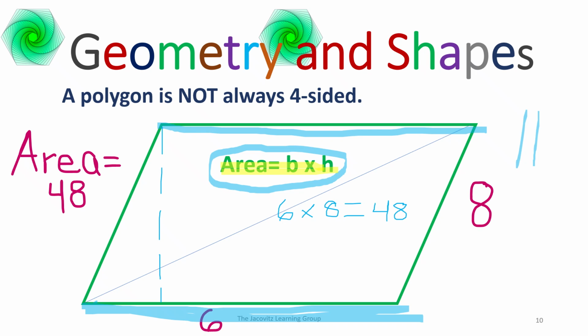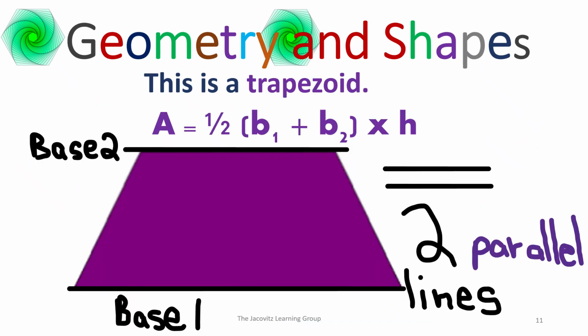Okay, and that gets confusing. Okay, now when you do a trapezoid, the formula is basically a half base times height. But here's the problem. It gets to be a problem when people forget that there are two bases.